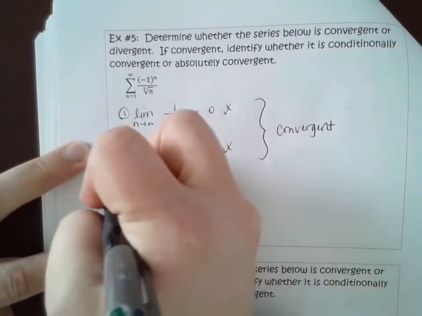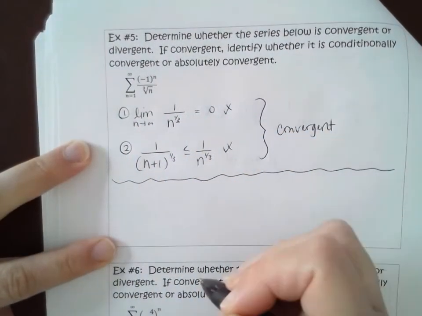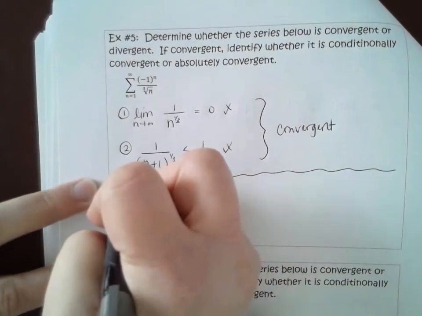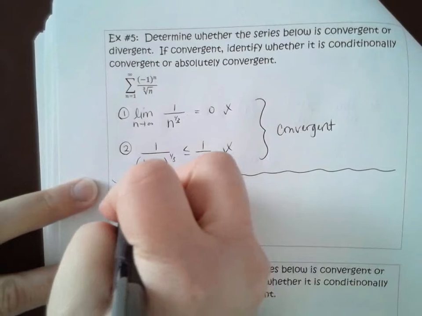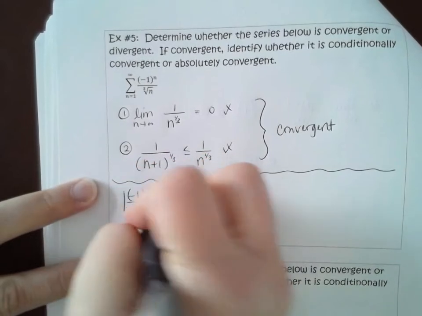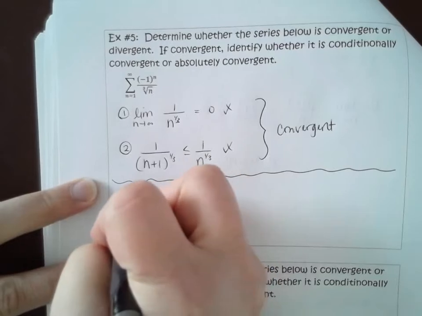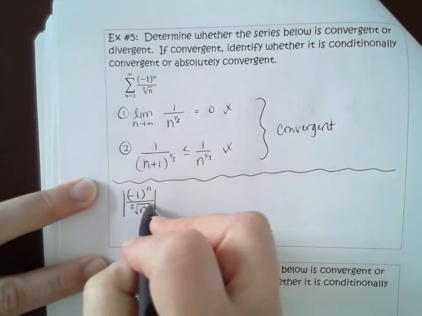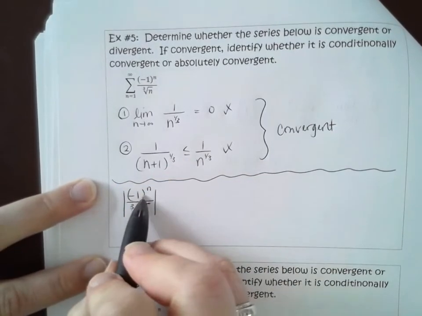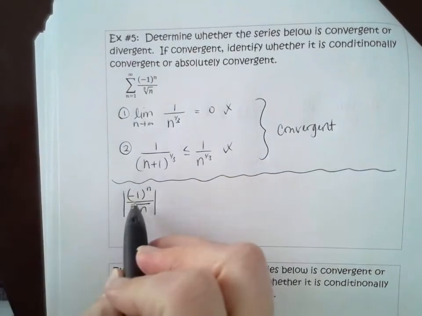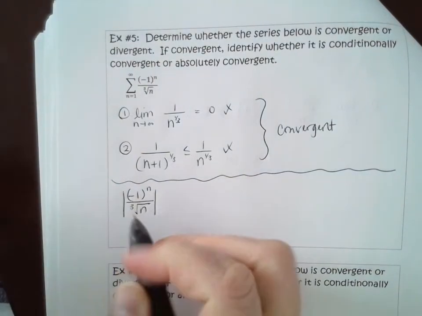But what I need to do now is take it a step further. What would the series be with absolute value around the original here? Now, what does the absolute value do? Okay, the absolute value eliminates the alternating piece because it won't be negative and positive, it'll be just positive.